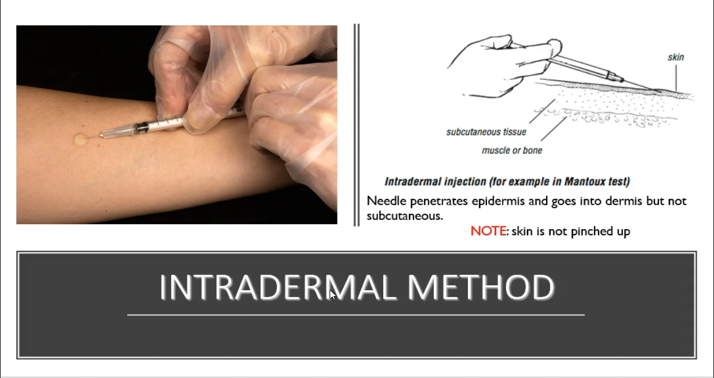You can see here intradermal, this is our normal TB test when we get a TB done. So you can see they're using a TB syringe, as we call it, really small. And it just goes into the dermis, but not the sub-Q. And you pull the skin taut when you do it.